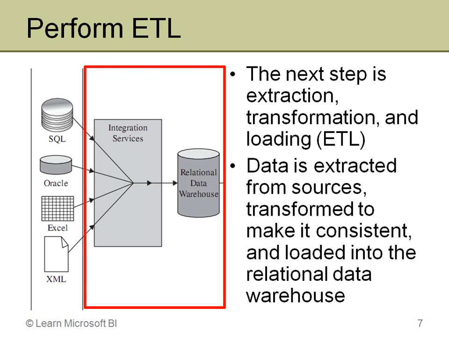Then the final part, the loading part, occurs when this transformed, now consistent data is loaded into the relational data warehouse. Now in this particular diagram, I show it going straight from the sources through Integration Services into the relational data warehouse. In reality, in a lot of cases, there's a staging database in between, where you pull from those sources and drop it straight in, and then you perform transformations on it.